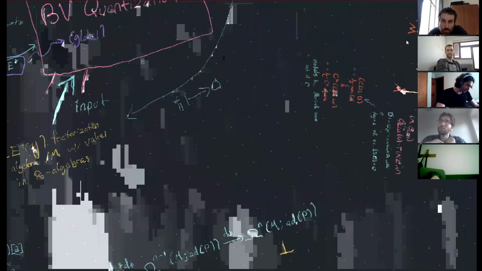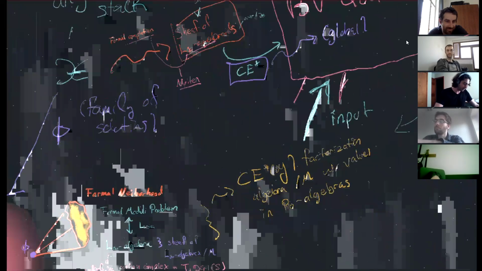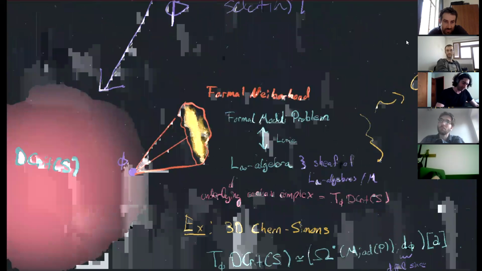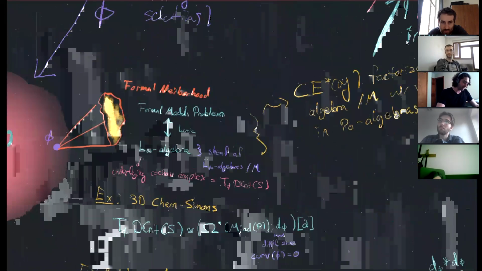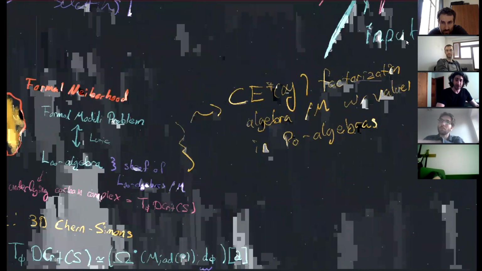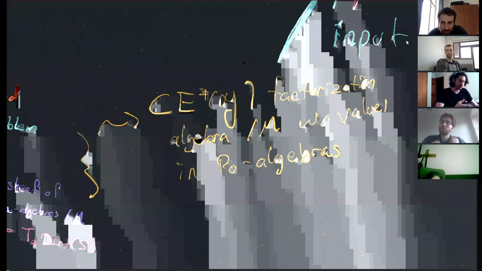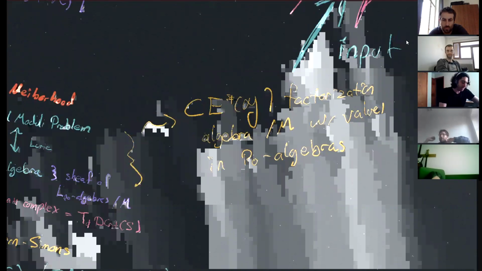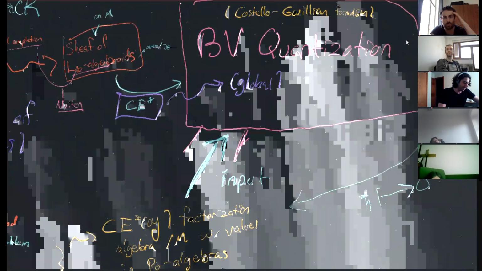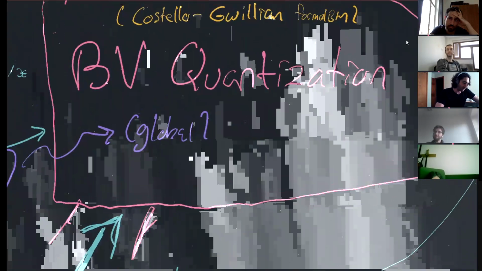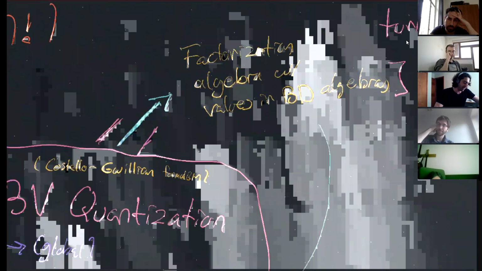Okay, so what do you do with this? If I have a formal moduli problem, which you get out of this derived critical locus, you look at this L-infinity algebra. You can look at Chevalley-Eilenberg cochains, and it gives you a factorization algebra with values in P0 algebras. This is basically your semi-classical limit. So this is what you had way before when we set h bar to 0, when you had this Poisson algebra. And you can input it into the machine of BV quantization, and if you pick a quantization, it spits out a factorization algebra with values in BD algebras.